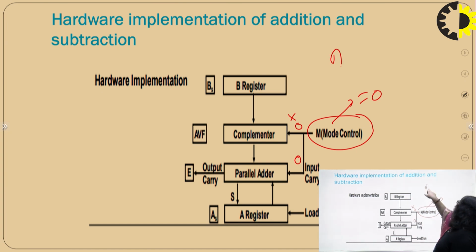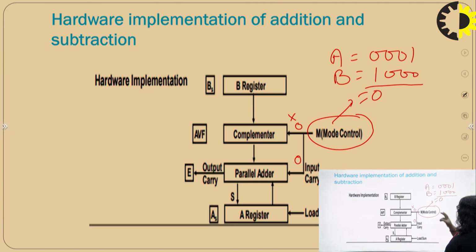So we have to add the A and B registers. For example, the value of register A is 0001 and the value of register B is 1000. We add them using the parallel adder, and the input carry is 0. With that, it performs the addition. So that shows the hardware implementation rule for addition.